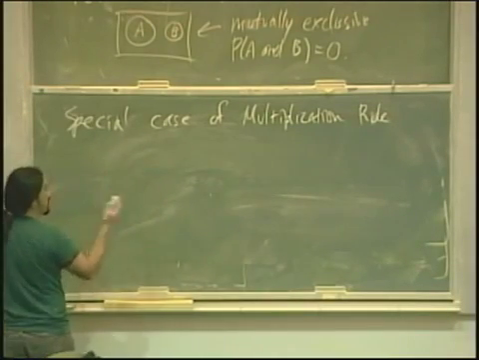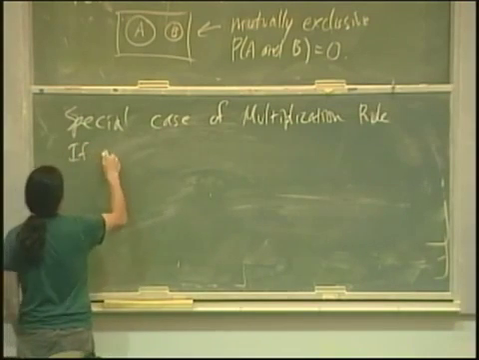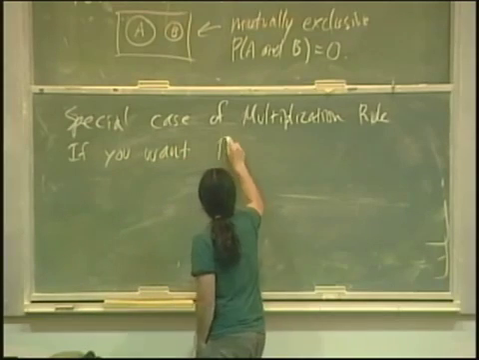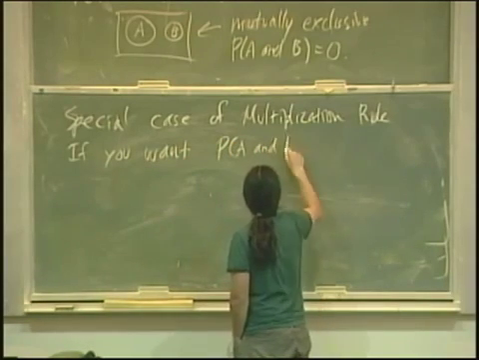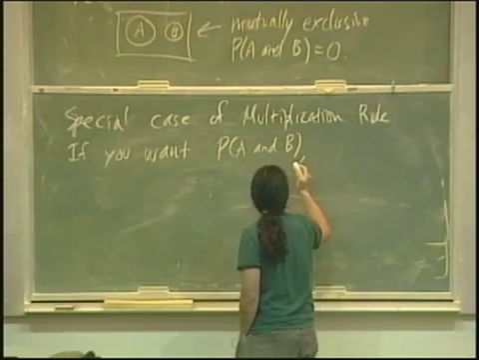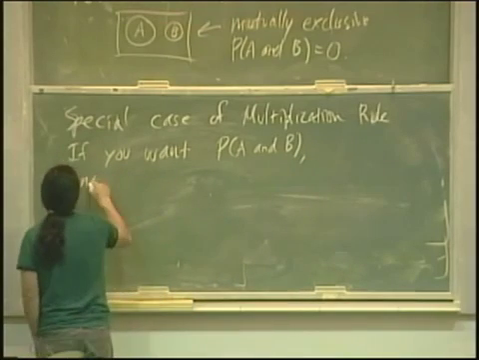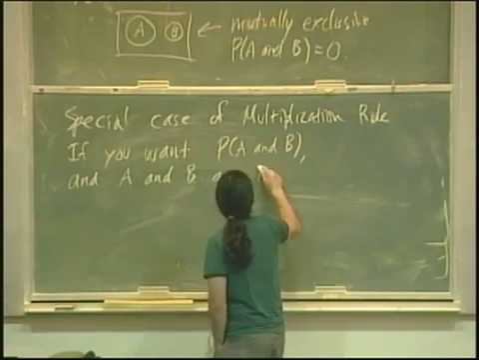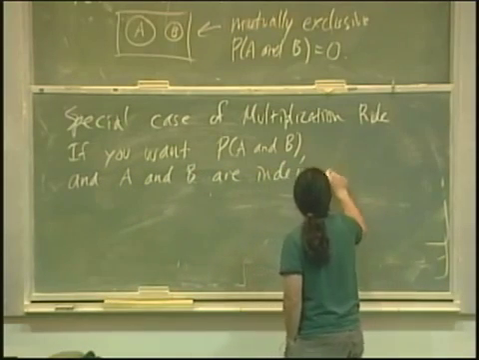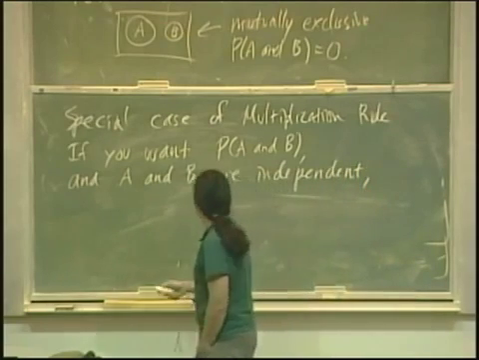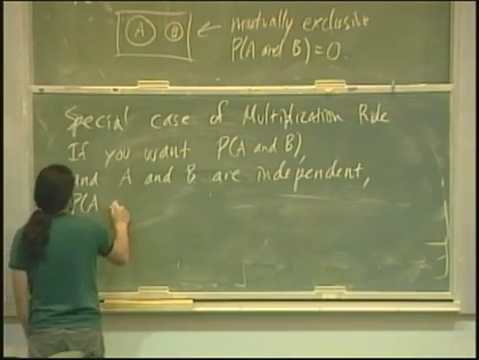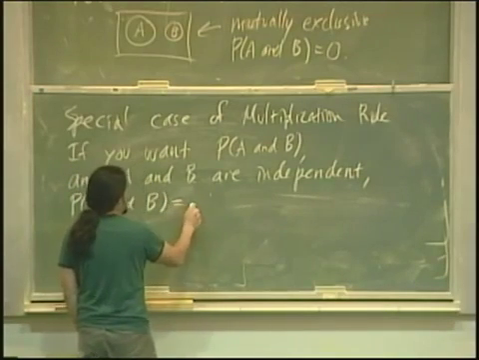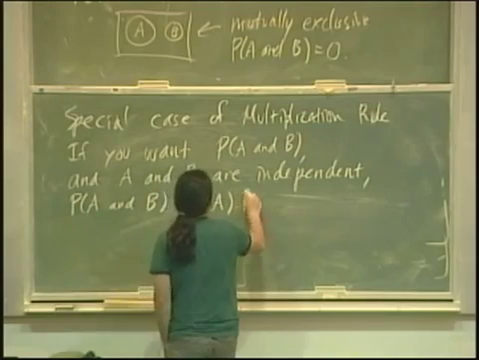So the special case of the multiplication rule is that if you want probability of A and B, and A and B are independent, you can write probability of A and B is equal to probability of A times the probability of B.